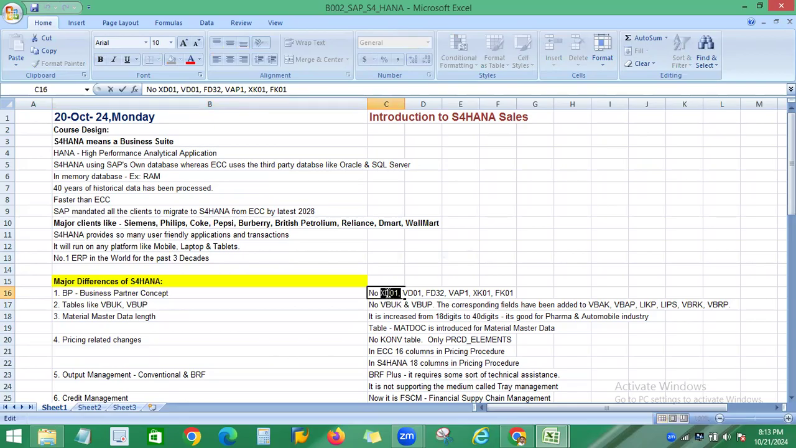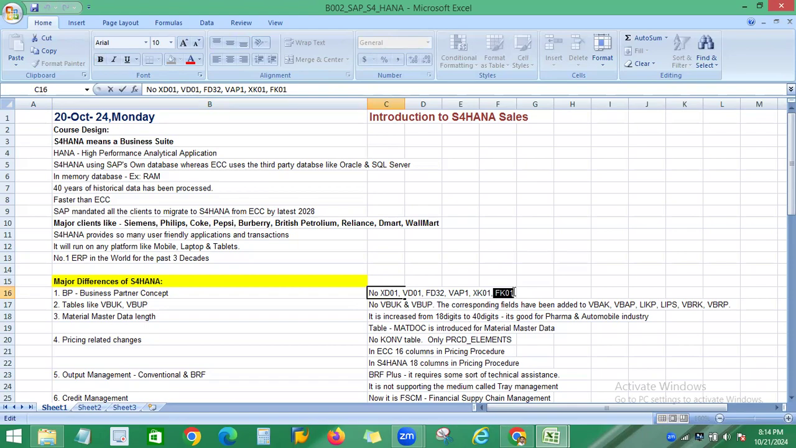We have the T code XD01. To create the customer master data for sales area specific, we have the T code VD01. For credit management, we have the T code VD32, and I do not remember the purpose of VAP1. Then we have the T code XK01 for the vendor master, and FK01 is one of the T codes for FI related.